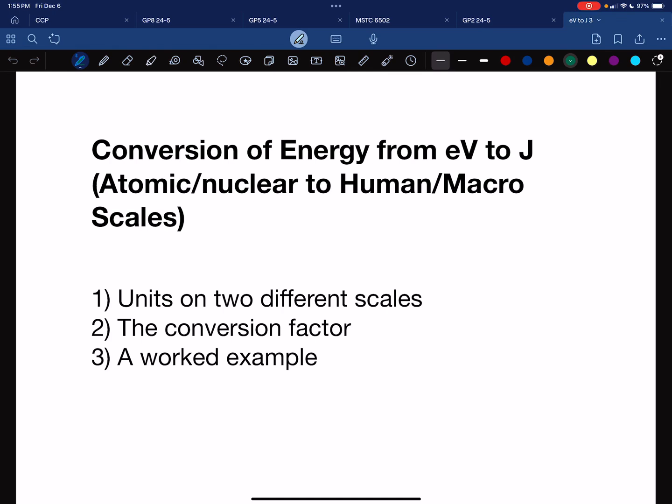In this video, we're going to learn how to convert energy from electron volts to joules. Specifically, converting energy from atomic or nuclear scales to the human or macro scales. Along the way, we are going to look at the units on two different scales, what that even means and what other examples are. We're going to look at the conversion factor itself, and then we're going to look at a worked example.